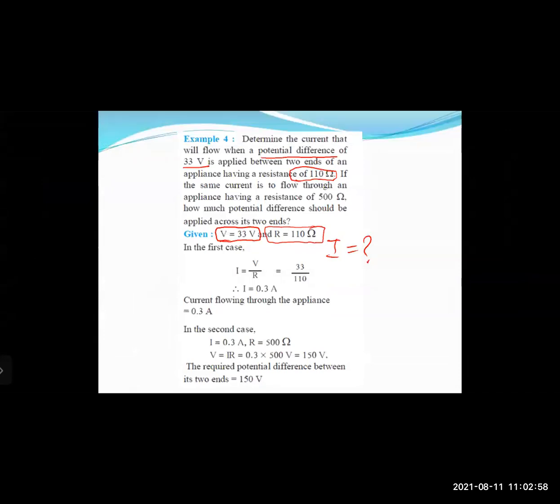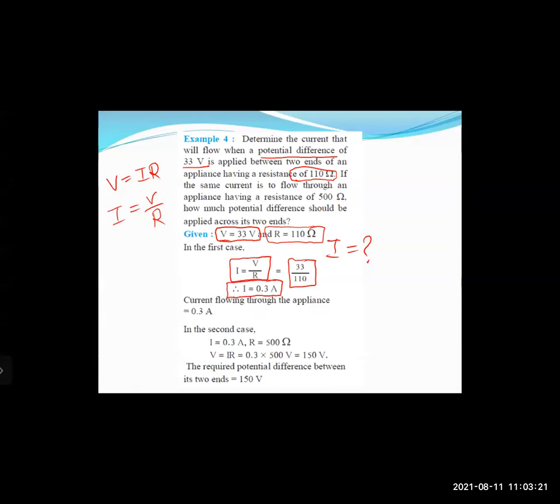What is Ohm's law? Ohm's law says V equals IR, right? So you have to calculate the value of I. So I equals V by R. The value of V is 33 and the value of R is 110 ohms, right? So the current that we get is 0.3 amperes.